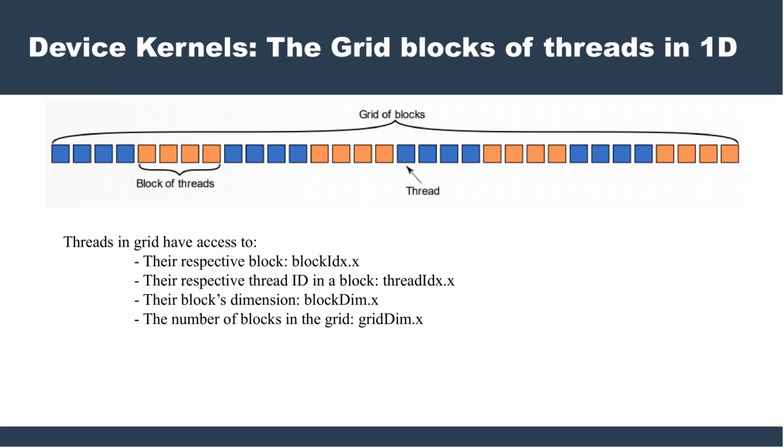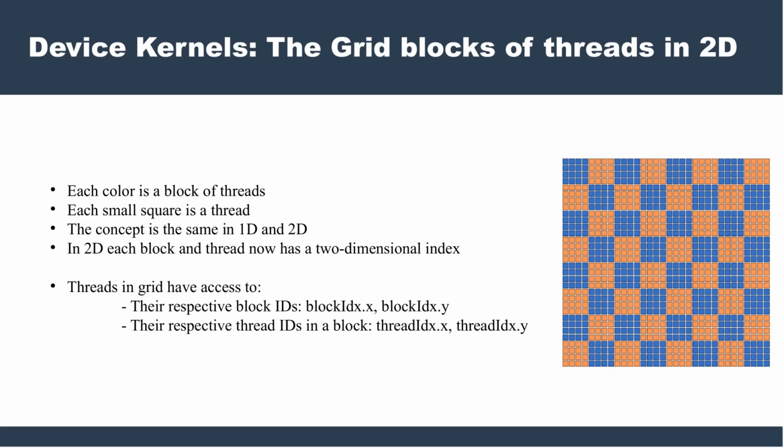This structure allows efficient parallel processing by organizing threads into manageable blocks. In 2D grids, each block and thread has a two-dimensional index, allowing for more complex data structures. Threads access their block IDs via blockIdx.x and blockIdx.y, and their thread IDs with threadIdx.x and threadIdx.y. This structure is crucial for efficiently managing parallel computations across two-dimensional data arrays.